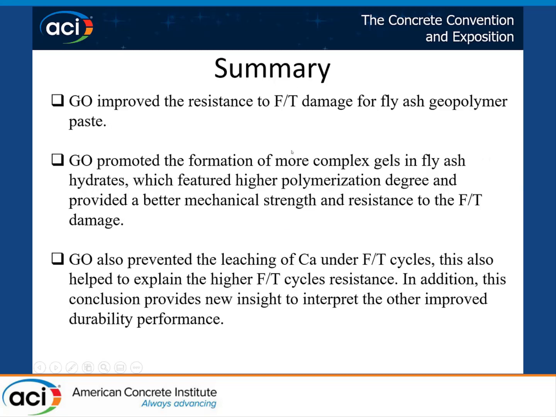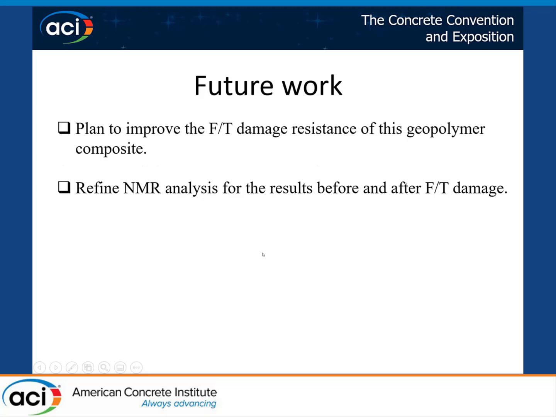Here is the summary. Graphene oxide improves the resistance to freeze-thaw damage of fly ash geopolymer. It can promote the generation of more complex gels, and it can also prevent the leaching of calcium under freeze-thaw cycles. This also helps to explain some other improved durability performance that's related to the calcium element. Future work, we will focus on improving the freeze-thaw damage of this geopolymer composite, and we will continue to refine the NMR results.